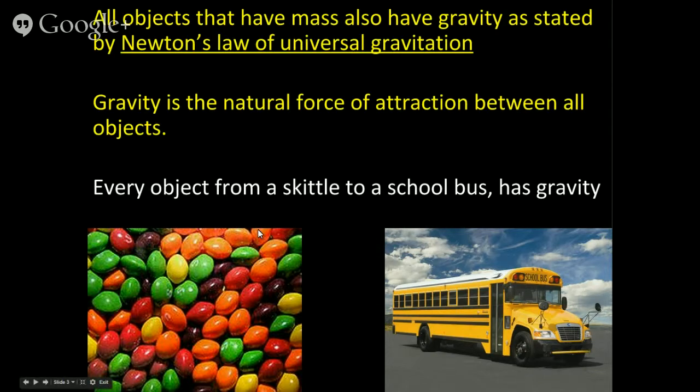And every object in the entire universe has gravity, whether it's a skittle, or a school bus, or the chair you're sitting in, or the desk you're working at, or the laptop or computer you're watching this video on. All of these objects have gravity no matter how small. However, the larger an object is, or the more mass it has, the more gravity it has.